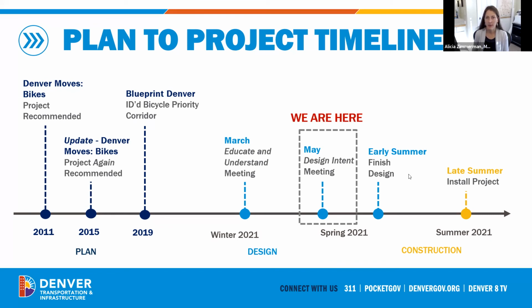Early summer, we're looking for the project team to finish up the design. And then right now we're looking at a late summer install of the project. That is still really being coordinated. We'll talk to you a little bit more about what our next contact with you will be. But right now the late summer install is not defined as a specific time yet. We just know it's on the paving schedule for late summer.